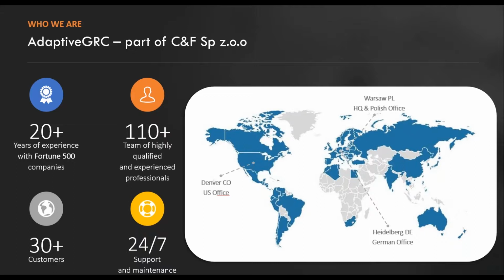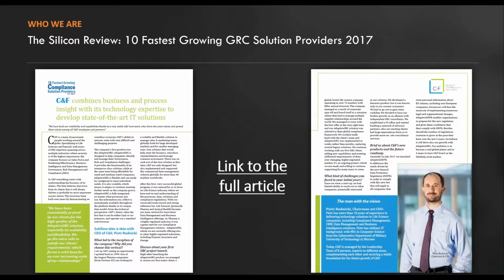As a company, we are delivering 3 products and services. The first one is BI, big data, data management, and advanced analytics. The second one, this is my product, AdaptiveGRC. And the third pillar of our company value proposition is low-code rapid application development using the OutSystems platform. As you can see on the screen, we have more than 30 active customers, mainly from financial and life science institutions, including some Fortune 500 companies. Last but not least, we are delivering 24/7 support for our product and services. This is just to show you that in 2017, AdaptiveGRC was mentioned by the Silicon Valley Review as one of the 10 fastest growing GRC providers.